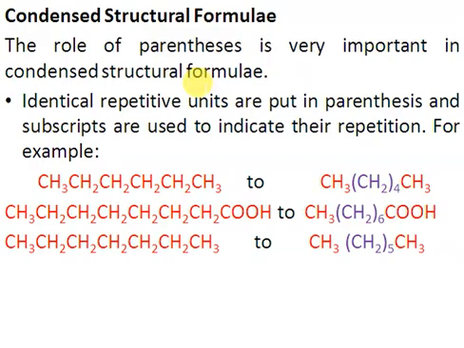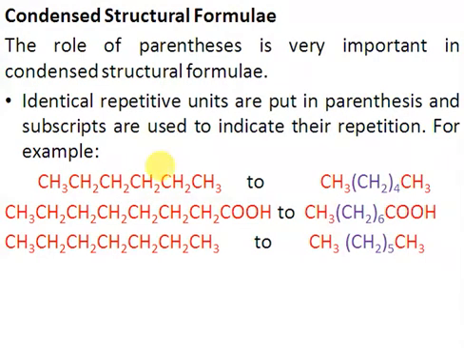So one thing is that if you have a long chain of identical groups, for example, you are seeing that this CH2 group is repeating a number of times, right? So what we can do in order to make it convenient and easy to write the condensed formula, we count the number of times this CH2 group is repeating. So this is repeating 4 times.